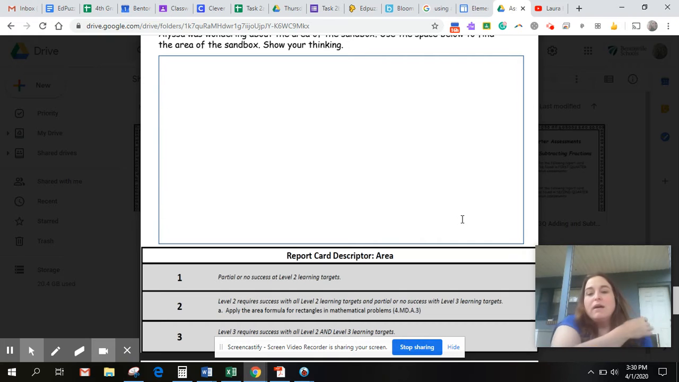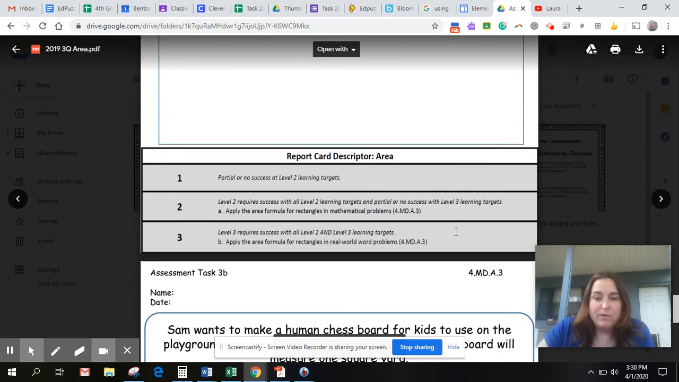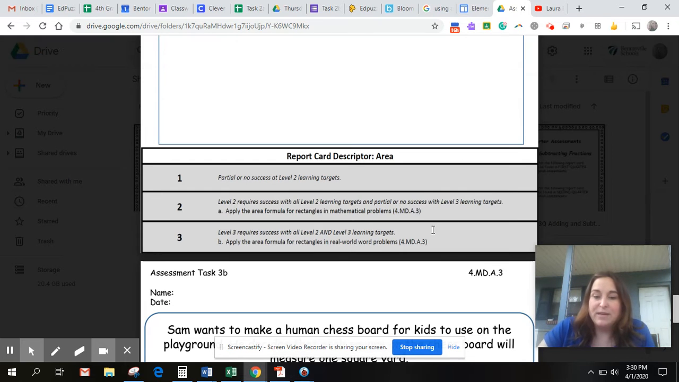So we've been working on standard 4.MD.A.3, apply the area formula for rectangles in mathematical problems. We're going to step that up, and we're going to use that same method in order to find the formula for rectangles in real world problems is our next step.